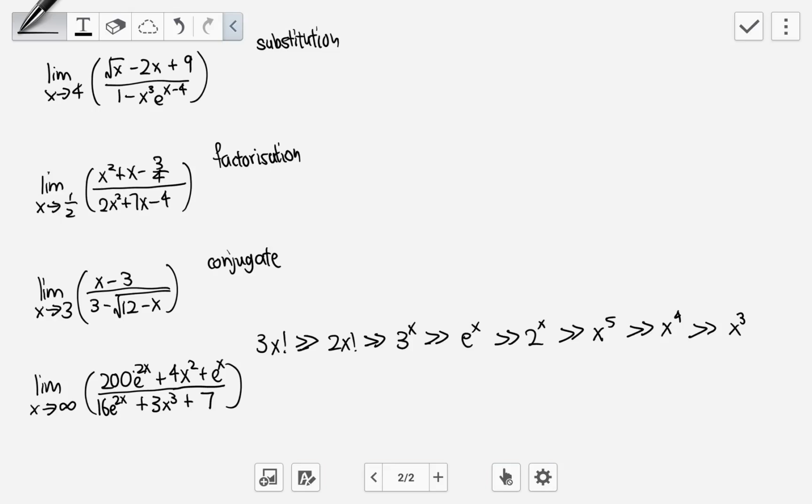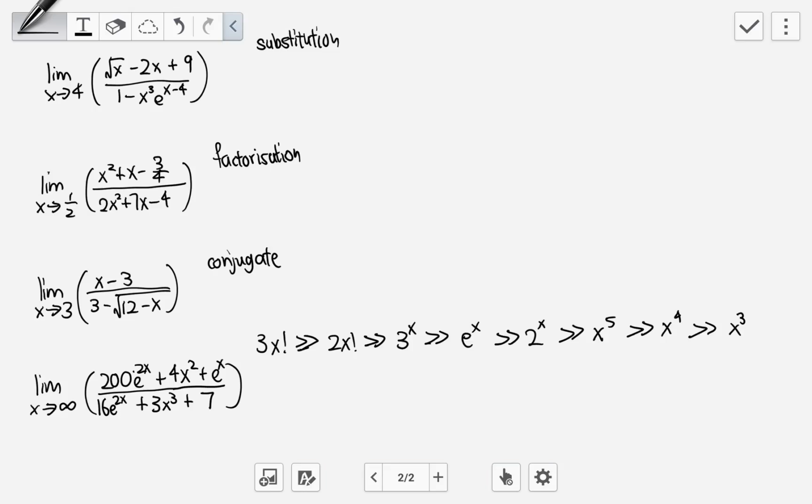So this is just an example that means to say that a polynomial goes to infinity slower than a power. A power, depending on the base, the larger the base, the faster the whole term goes to infinity, and then factorial is even faster than powers. So we have it here that, okay, we do the first one.